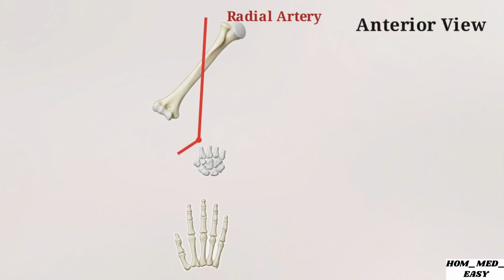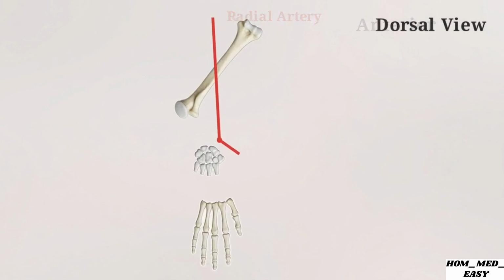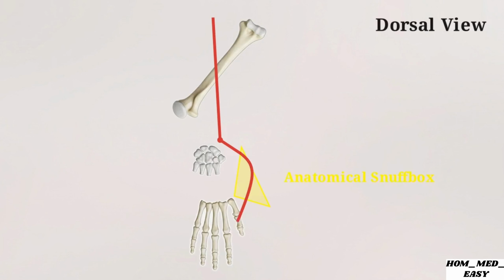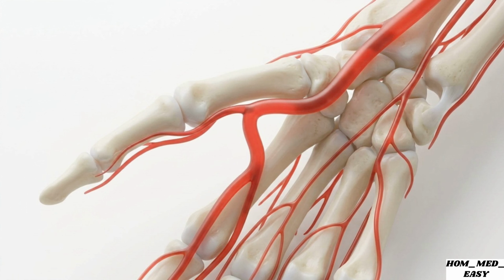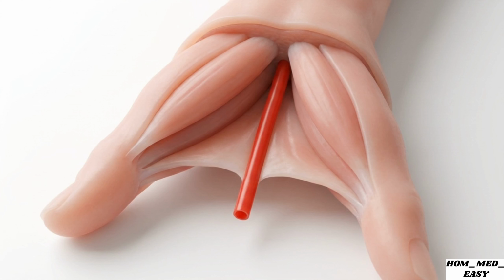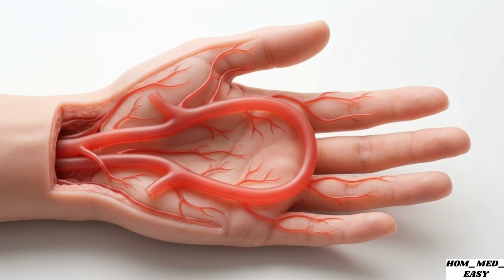Upon reaching the wrist, the artery drastically changes direction. It winds dorsally, moving from the anterior forearm to the back of the hand. During this dorsal turn, it passes directly through the anatomical snuff box, running along its floor. To supply the palm, the vessel must navigate back to the anterior aspect of the hand. It achieves this by diving straight between the two heads of the first dorsal interosseous muscle. Inside the palm, the radial artery reaches its final configuration by forming the deep palmar arch.